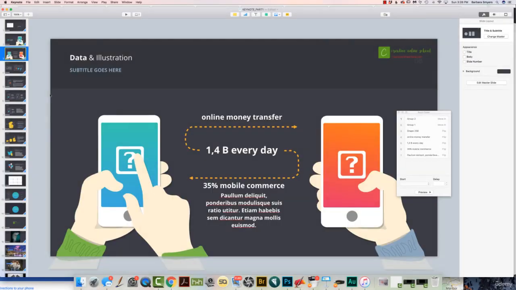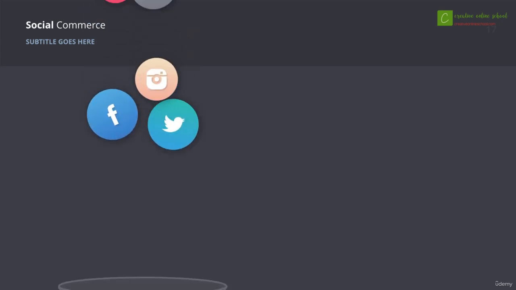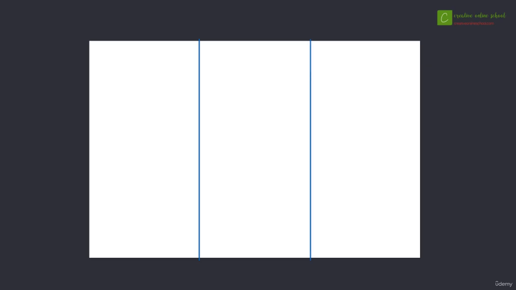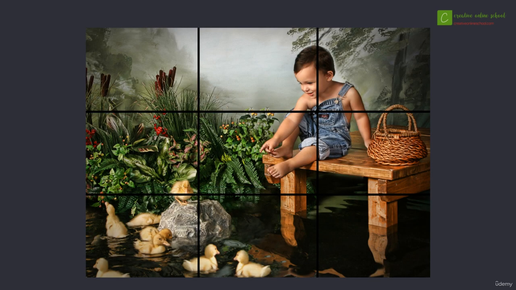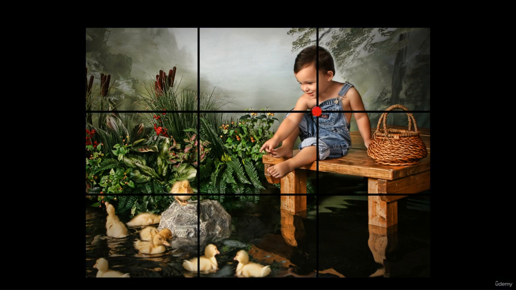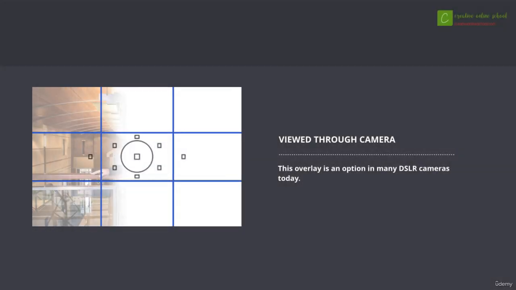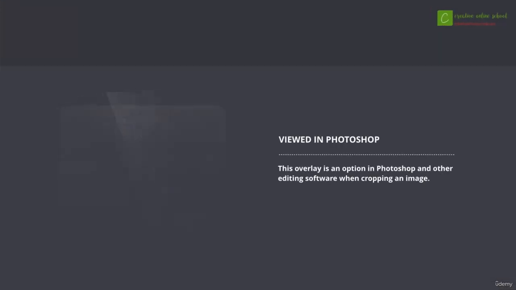The premise is to divide your image into 9 equal parts by placing 2 lines equally across horizontally and 2 lines equally across vertically. Sort of like a tic-tac-toe grid. When you place this grid over your image, the rule states that your point of interest should be at one of the 4 intersecting points or along one of the lines. It is so frequently used that it can be seen as an overlay in many cameras' viewfinders as well as in Photoshop when cropping images.